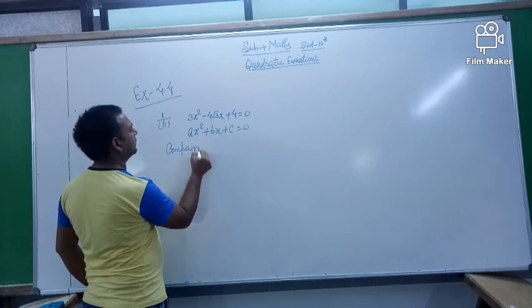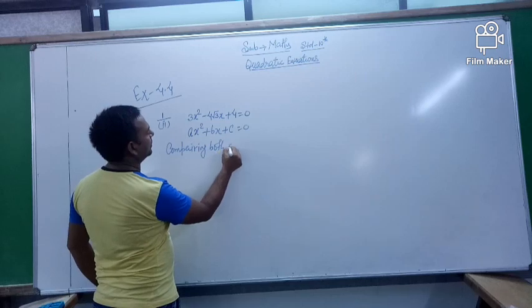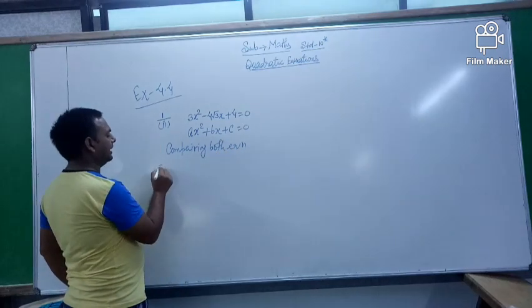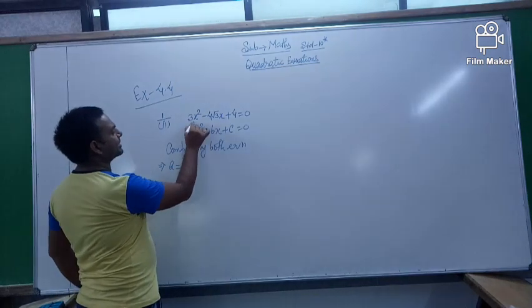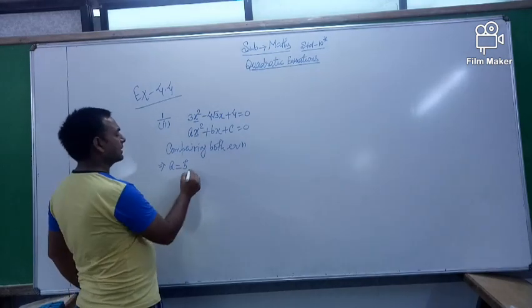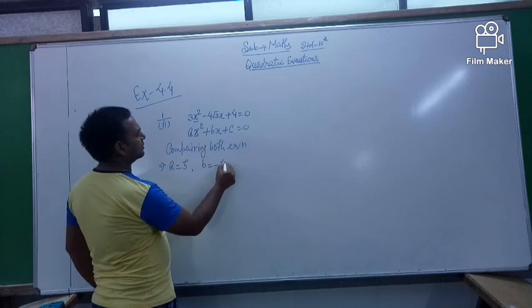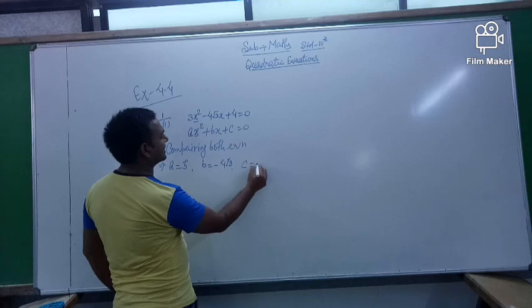Comparing both equations, the coefficient of x square is 3, so the value of a is equal to 3. Similarly, the value of b is equal to minus 4 under root 3, and the value of c is equal to 4.